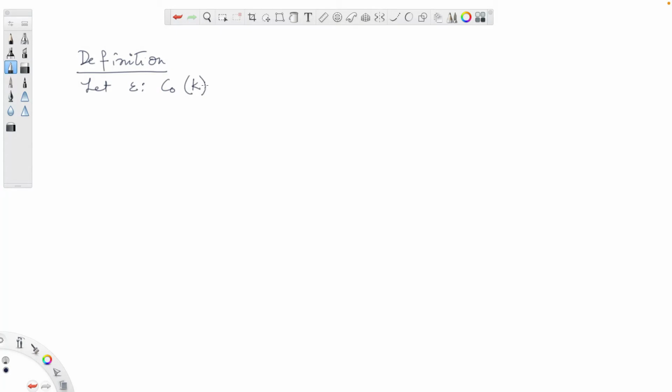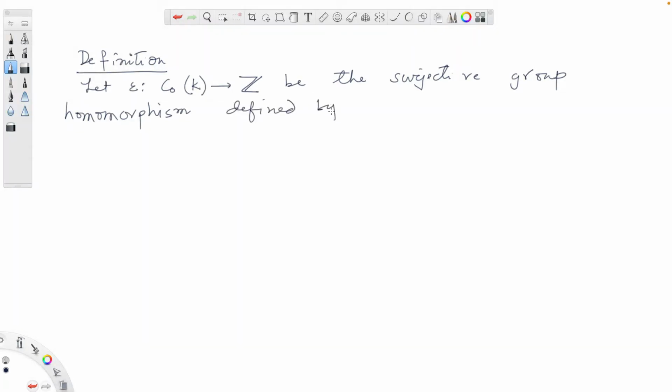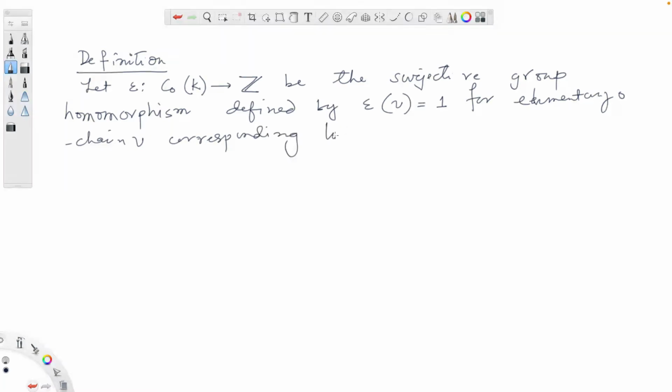It's a map from the group of zero chains on the complex K to the additive group of integers, which is a surjective group homomorphism, defined as we have defined earlier: its value on the elementary zero chain corresponding to a vertex V of the complex K is just 1. Okay.